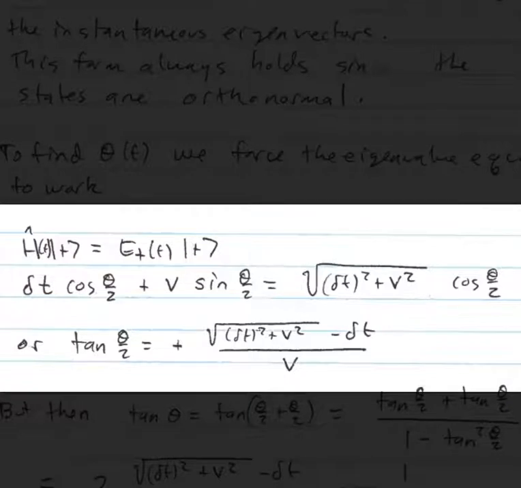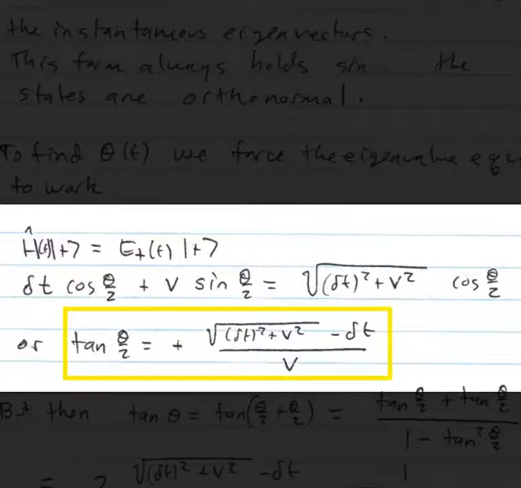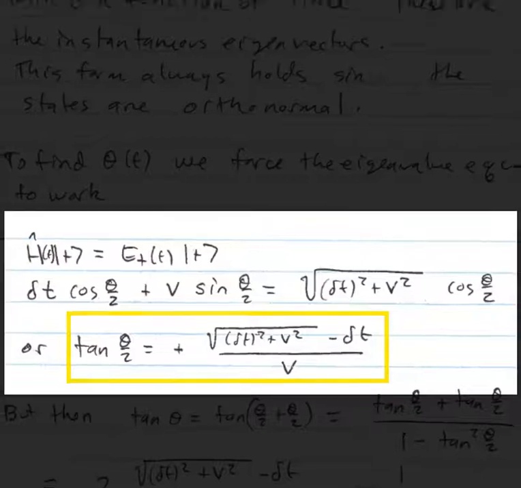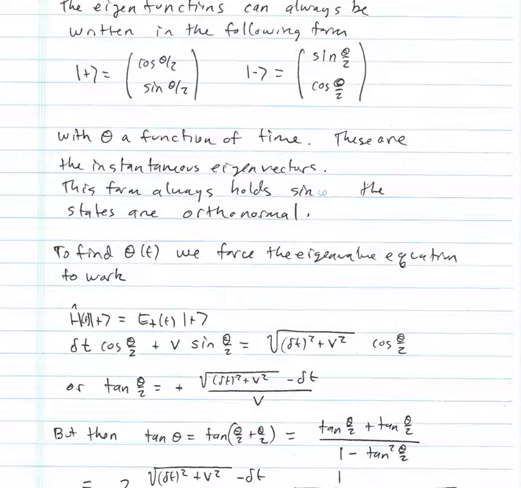Now, because this is an eigenvector-eigenvalue equation, once we've solved that equation, because we put in the correct eigenvalue, that will actually solve the whole problem. So now we just do a little bit of rearranging. We bring the cosine terms to the left-hand side, the sine terms to the right-hand side, and then we divide to get an expression for tangent theta over 2. And tangent theta over 2 will equal the square root of the quantity delta t squared plus v squared, minus delta t, divided by v. So that's an expression for tangent theta over 2.